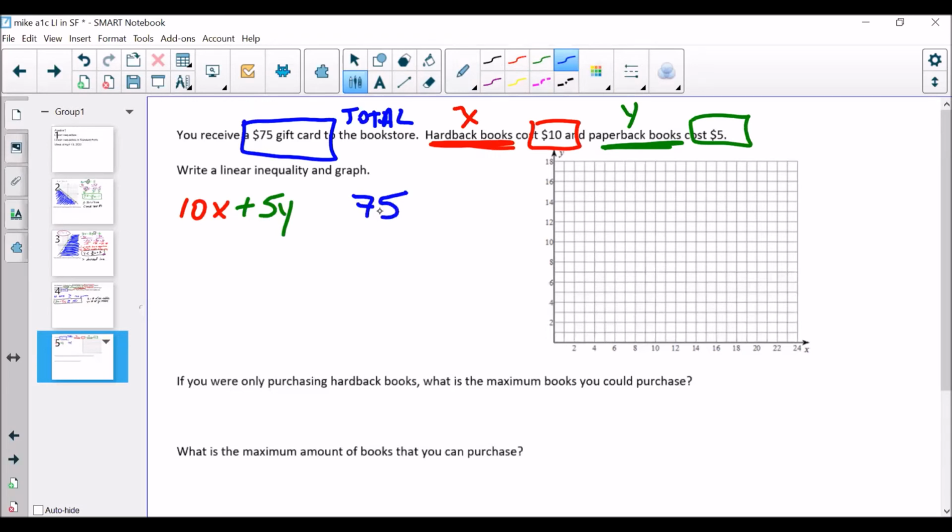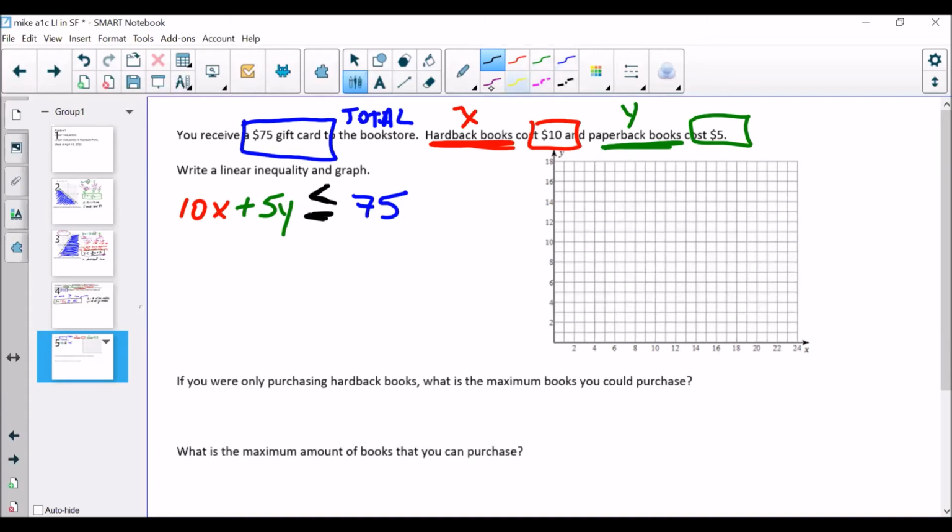Now, we can't use that gift card and purchase something for $100. You'd have to bring in additional money other than the gift card for that. However, you are certainly more than welcome to go to the bookstore, buy only one book, and that would not necessarily be the whole gift card. Using the gift card, you'd still have money left over for that. So we're allowed to spend exactly $75, and we're also allowed to spend less than $75. So we have 10x plus 5y is less than or equal to 75.